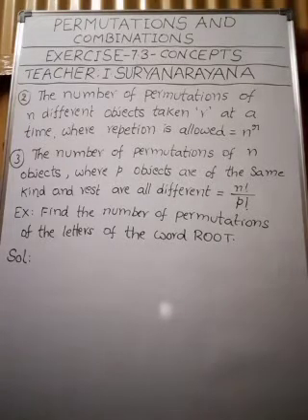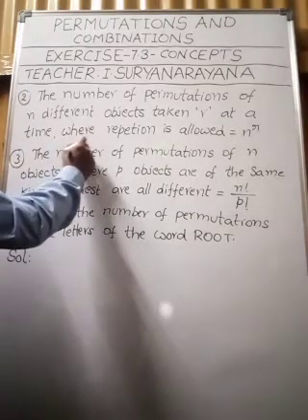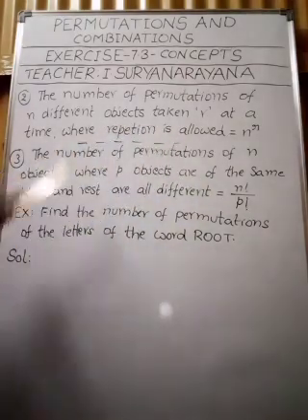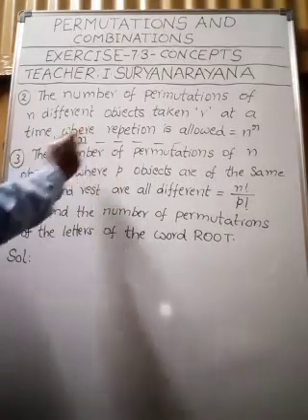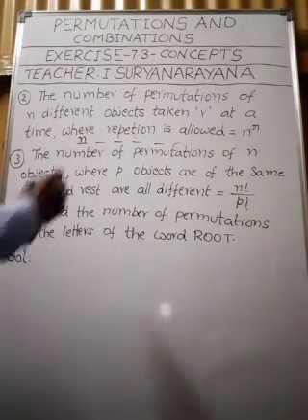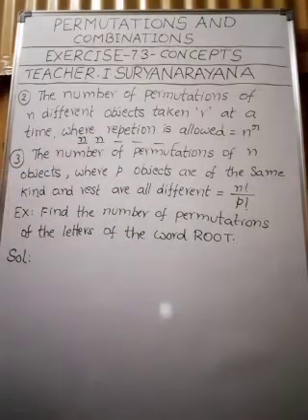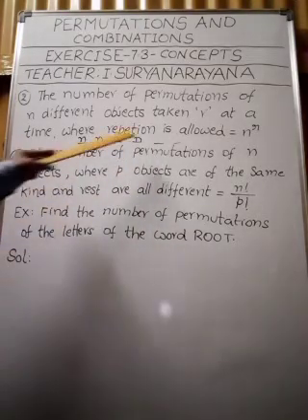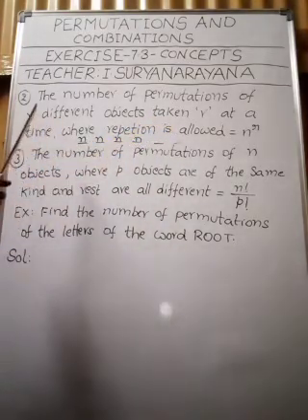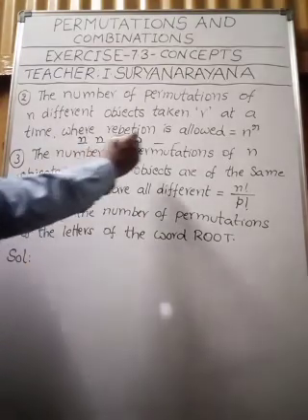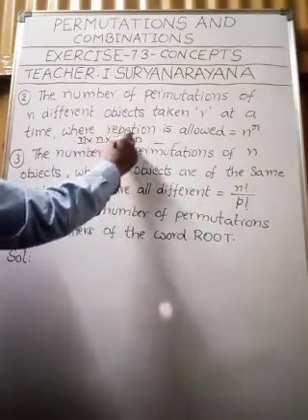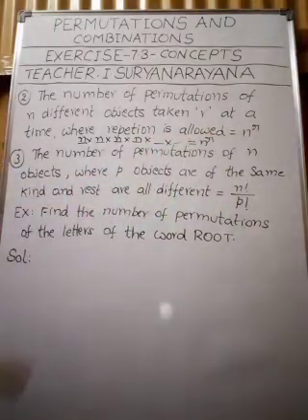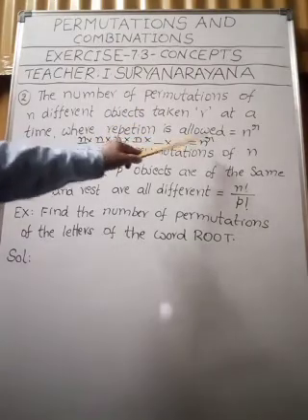Right. See here, we take r blanks. First blank can be filled by any one of n different objects. Second blank also can be filled by n different objects. Third blank also n, because repetition of the objects is allowed. So we can use the same objects here. So like this, n into n into n, the product gives n to the power of r. Understood this point, my children?